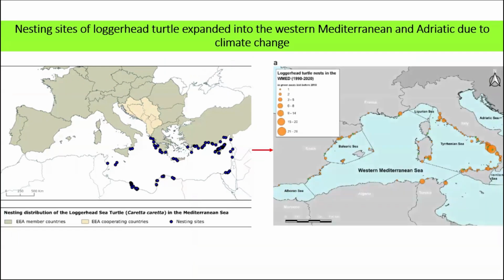So here is shown the nesting distribution of loggerhead in the Mediterranean. So in the eastern part, and now due to climate change and temperature rising, the nesting is also occurring in the Western Mediterranean. These data are from the 90s to 2020. The green one shows a few nests that have been recorded before 2010, but most of the nests are recorded after 2010.